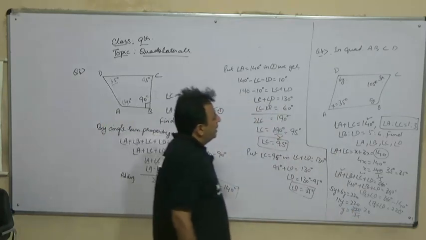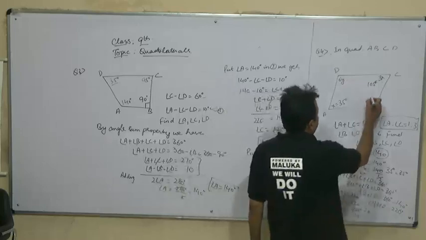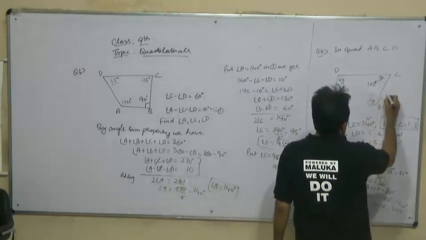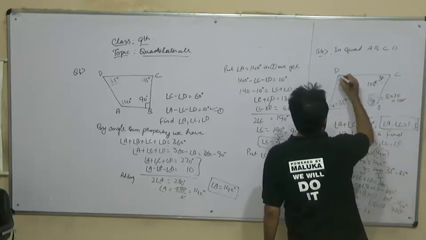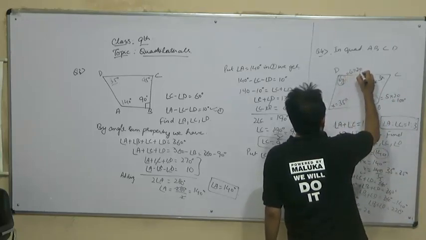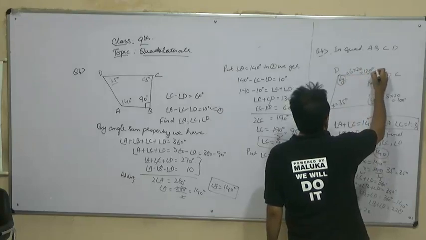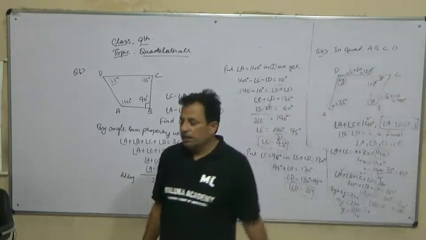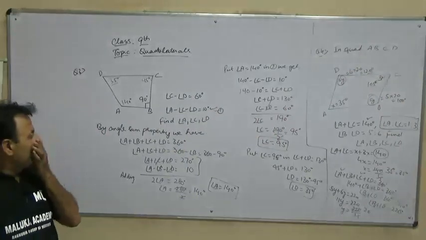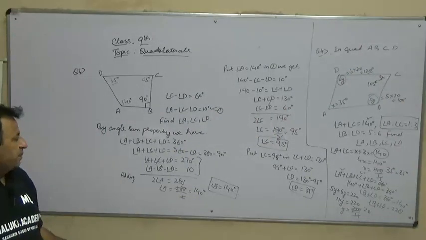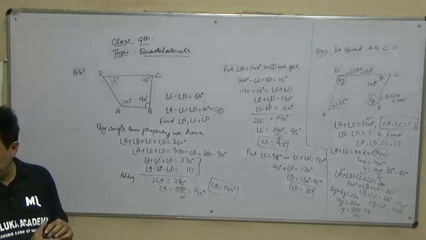Now we can find angle B and angle D. Angle B will be equal to 5y, which is 5 into 20. This will be equal to 100 degree. And angle D will be equal to 6 into 20, which is 120 degree. So these are the angles which we wanted to find. Then we move to the next part, but for that we will rub this part.